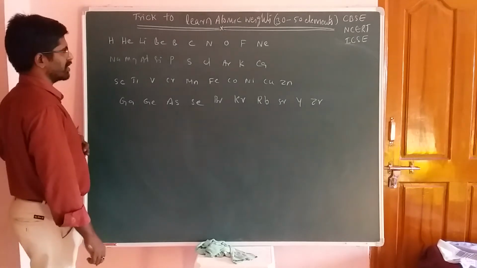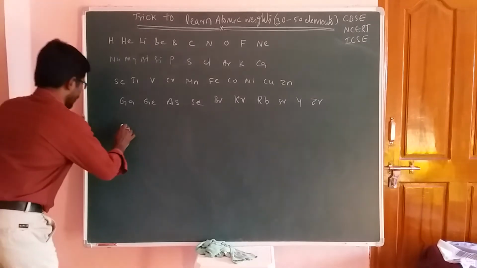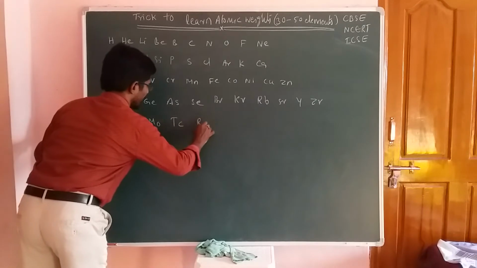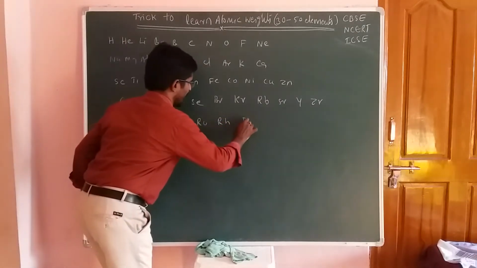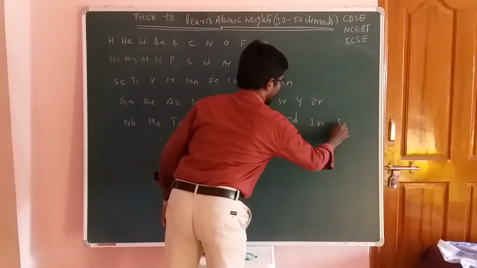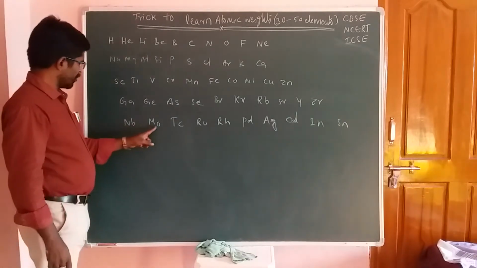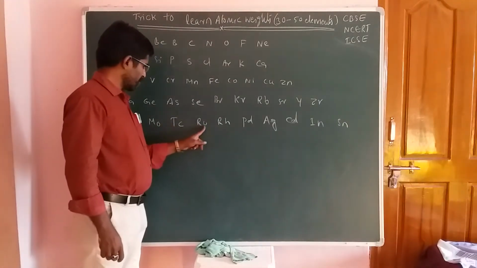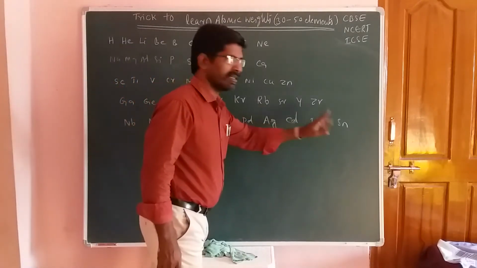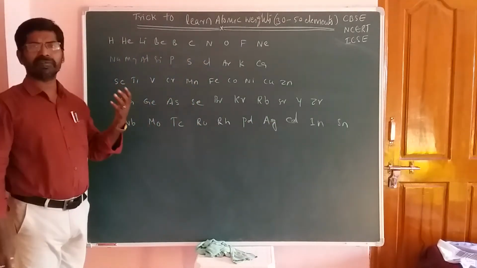And you should take the next set, that means 41 to 50 elements. Here: niobium, molybdenum, technetium, ruthenium, rhodium, palladium, silver, cadmium, indium, and tin. So these are the elements from 41 to 50.